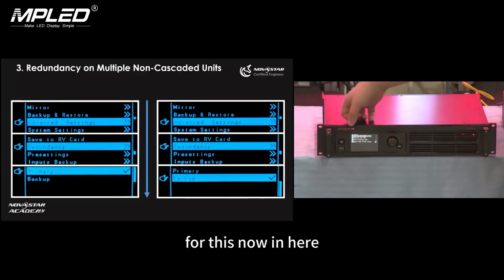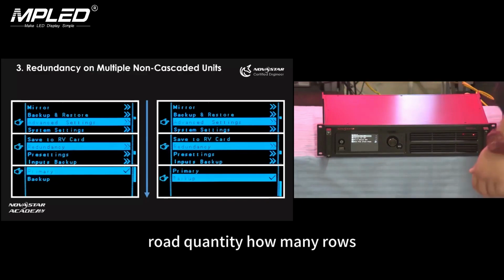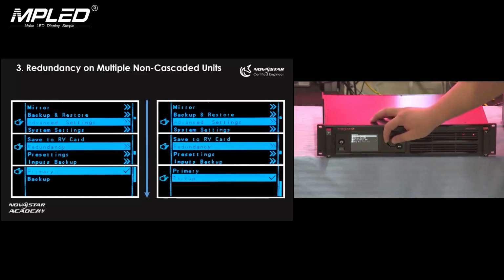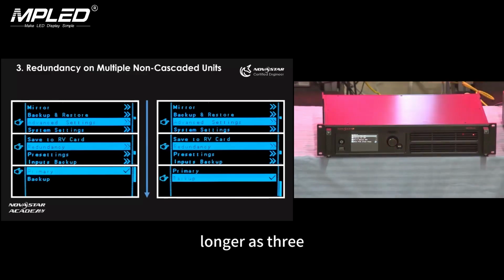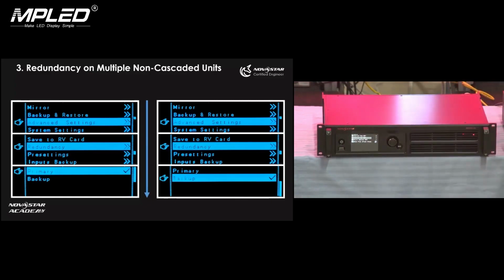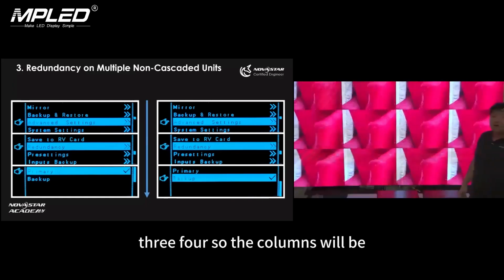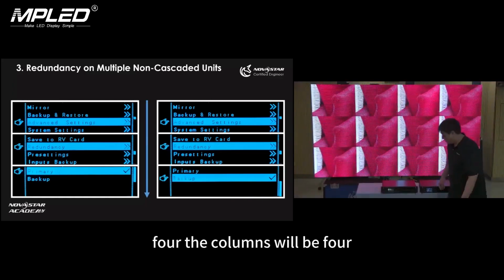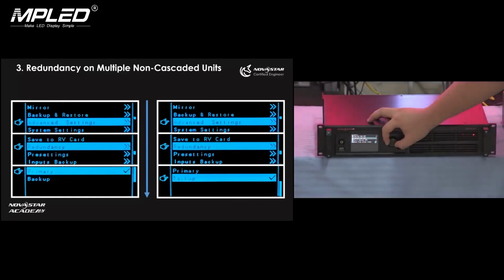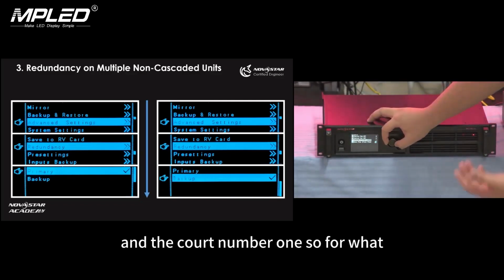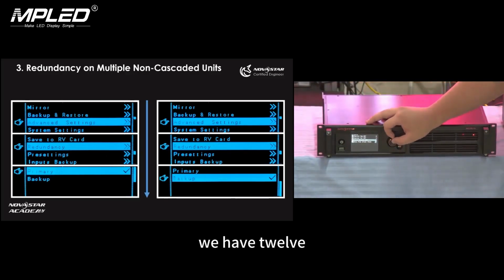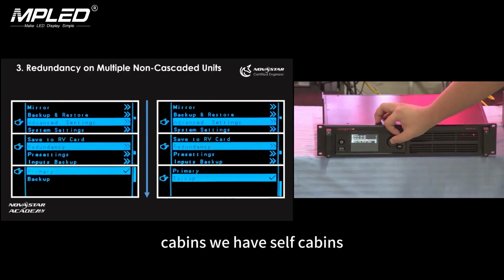So for this down here, the cabinet row quantity. How many rows? 3 rows, right? So we give the parameter as 3. And in columns, right? 1, 2, 3, 4. So the columns will be 4. And the port number 1. So for one port, we have 12 cabinets.